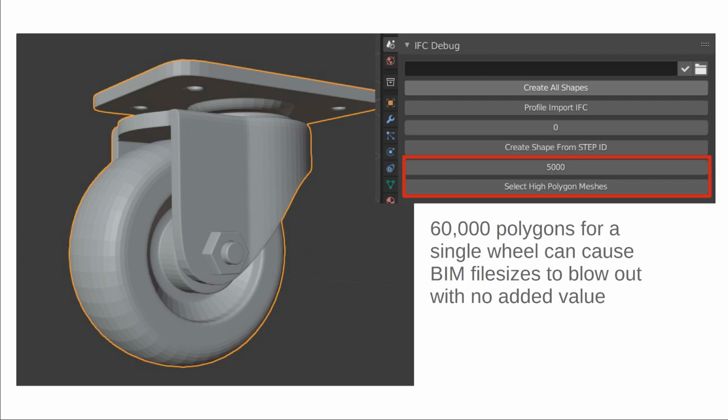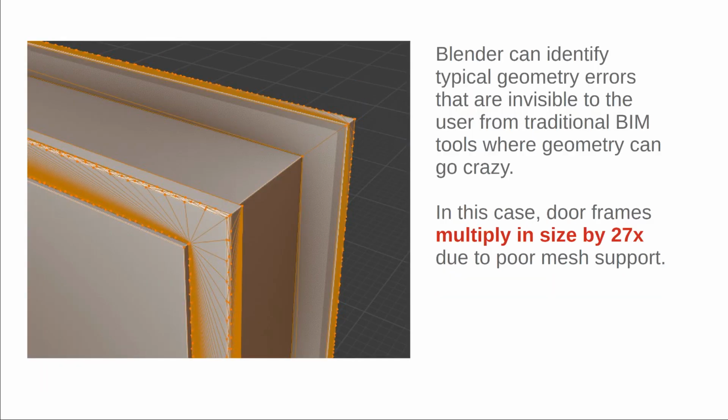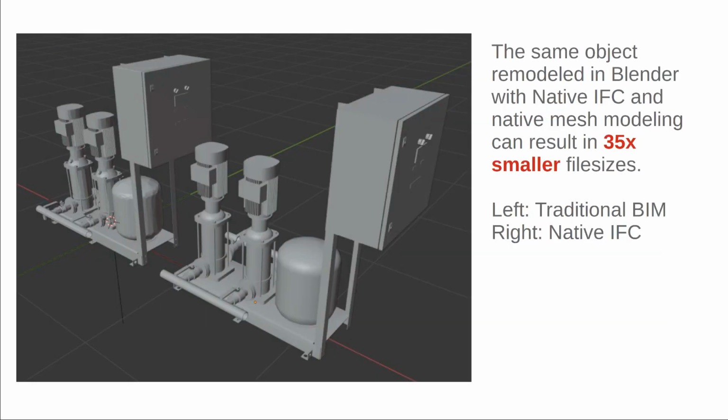Here's another example. If your IFC files are really large, we can use the debug panel to start isolating high polygon objects. And you'll notice many artifacts kind of like this coming from BIM models where the IFC file size can multiply by 10 times with no added value. We can produce a list of objects and fix them in your original BIM application.